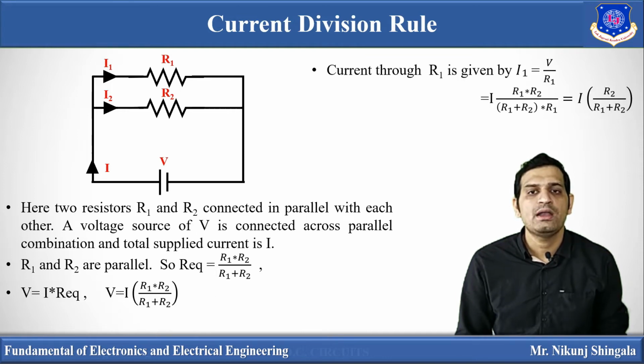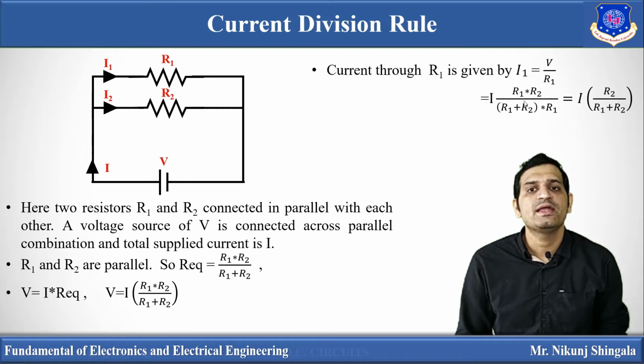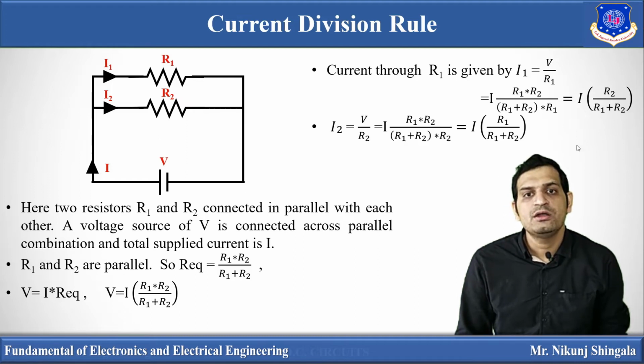Now current through R1 is denoted by I1, and I1 is nothing but V divided by R1. The value of V we have already found using this equation. So we can write I1 is equal to I into R1 R2 divided by R1 plus R2, into R1. R1 gets cancelled out, so we have current I1 is equal to I into R2 divided by R1 plus R2.